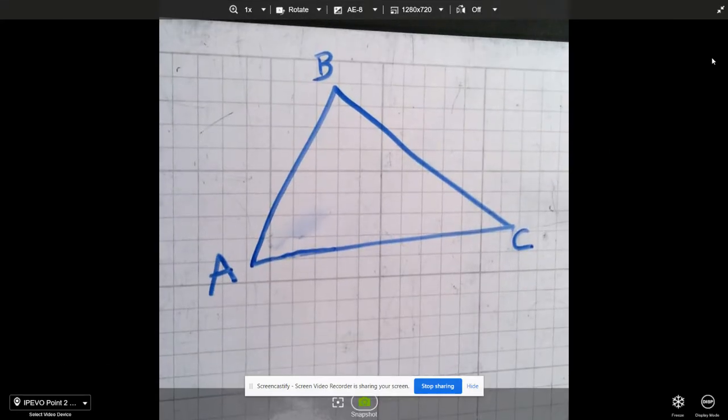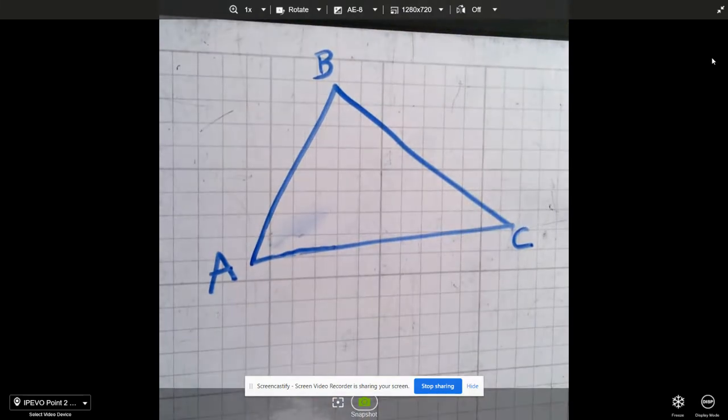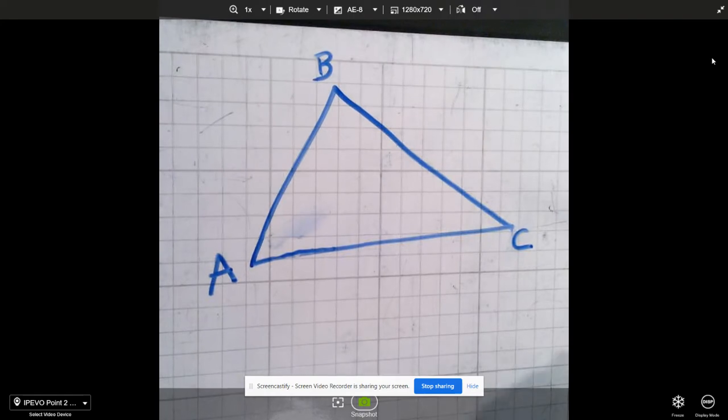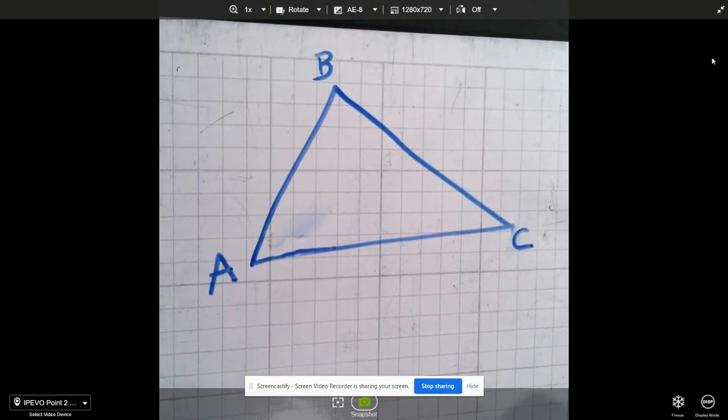All right, so in class we talked about the law of sines, and one thing you need to know about the law of sines, it is applicable for any triangle. So now you don't only have to use sine, cosine, and tangent on right triangles, you can use it for any triangle.